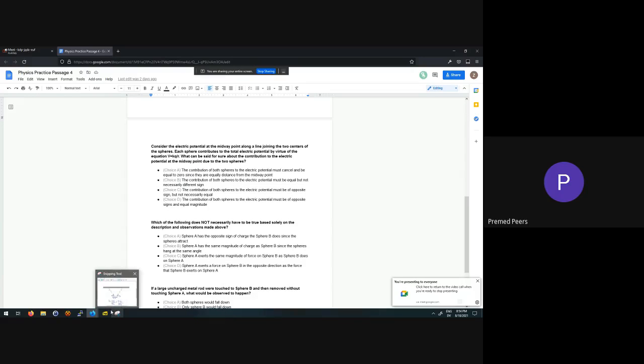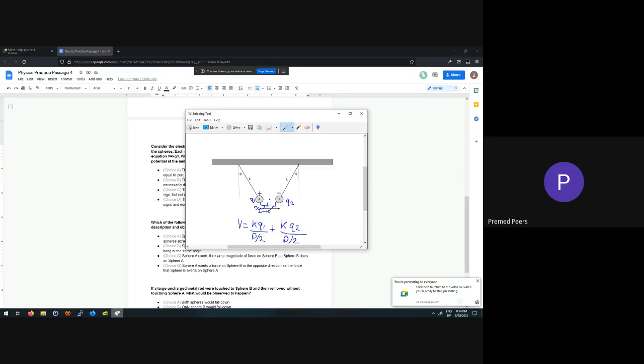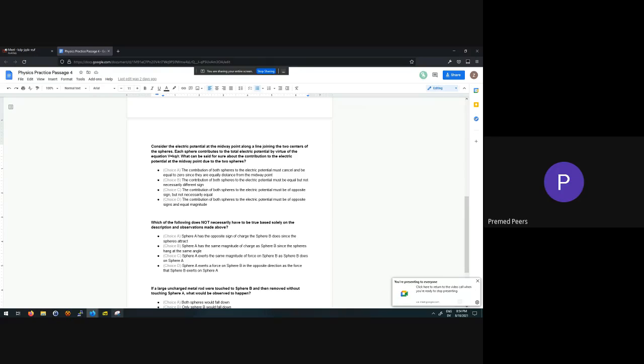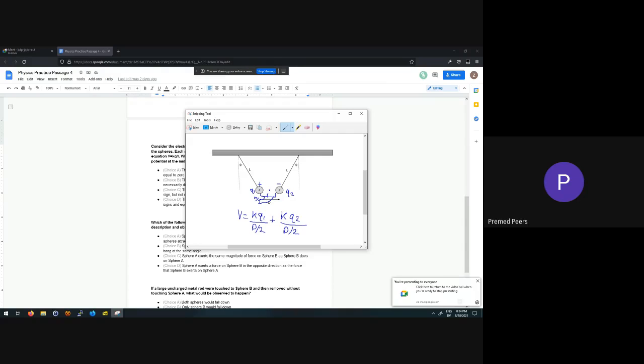So the correct answer must be of opposite sign but not necessarily equal. And that's because, remember, everything else here, let's look at the sign. They're really asking about the signs here. So k is positive, right?